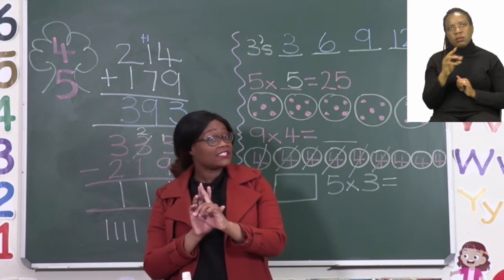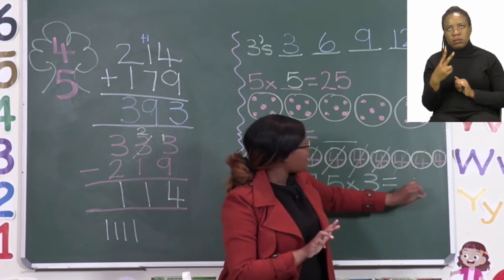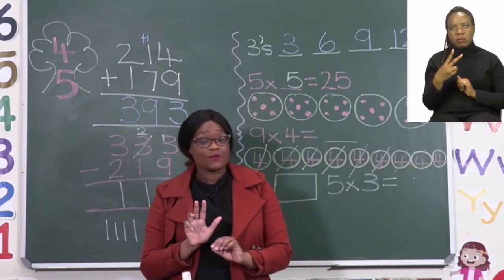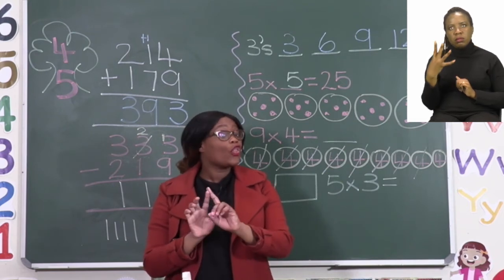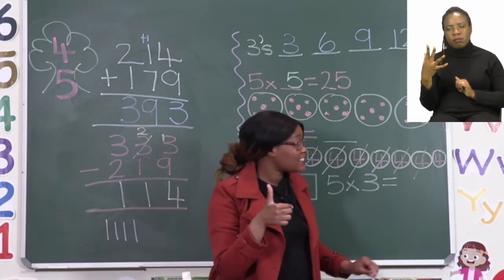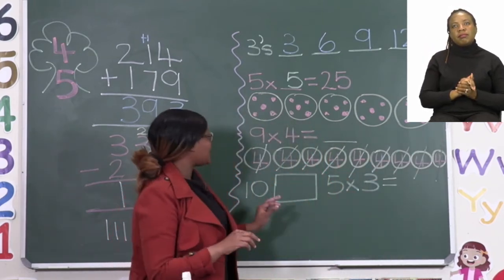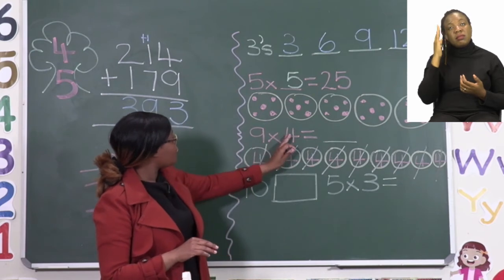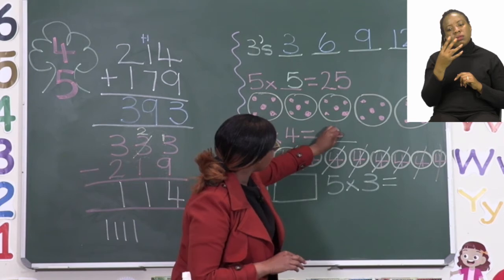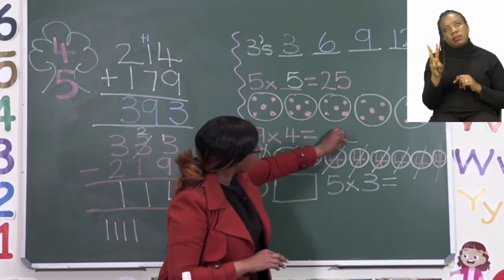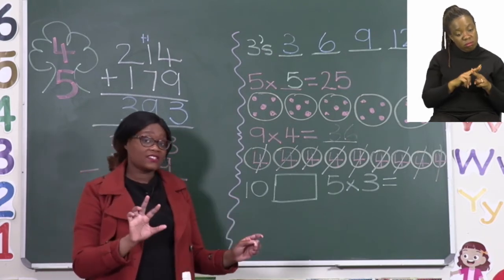29, 30, 31, 32. Now we're going to count the last 4. From 32, we say 33, 34, 35, 36. So we know that 9 sets of 4 will give us 36. Now this one you can use if you are able to count and then cross out.